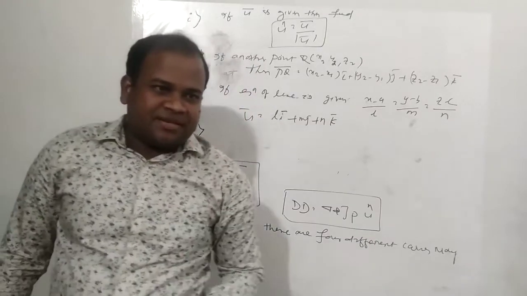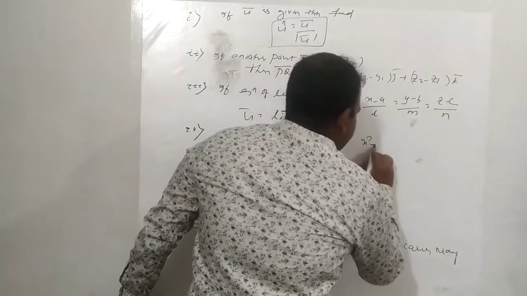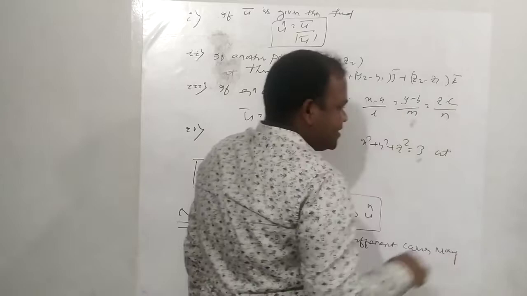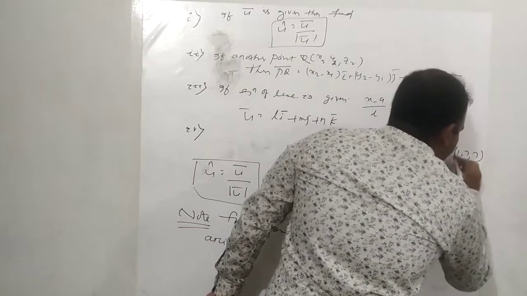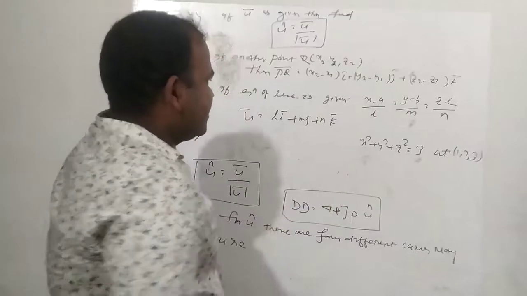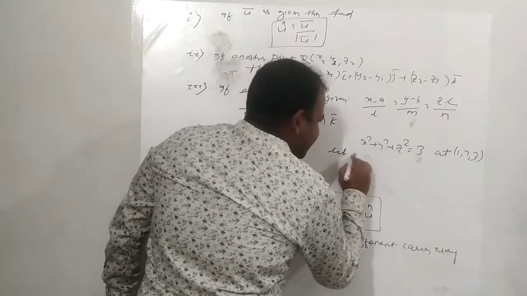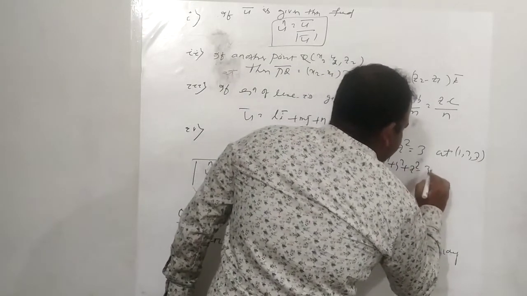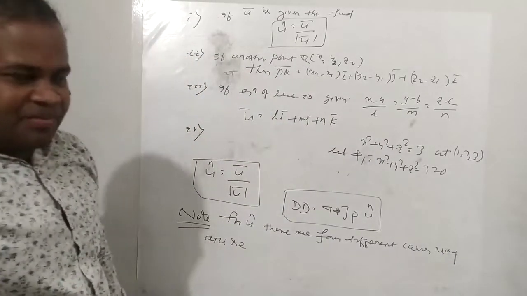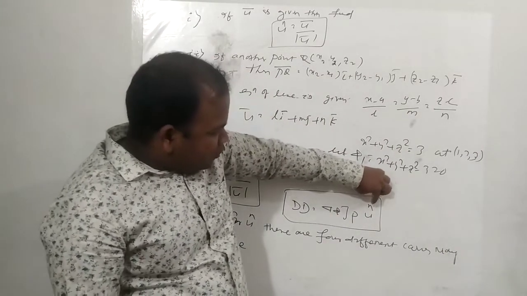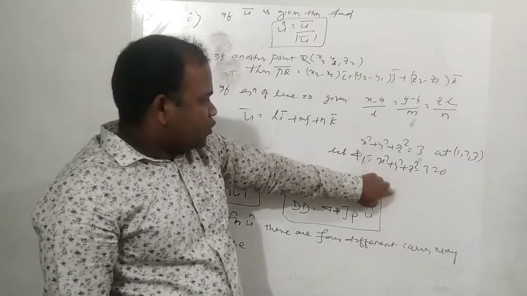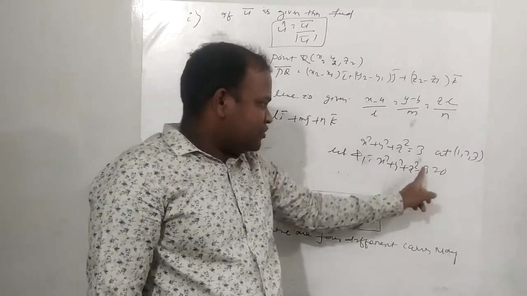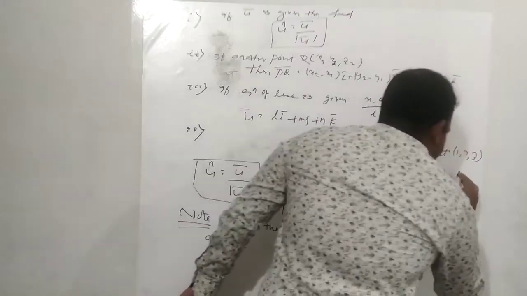Matlab, the equation of the surface is given. That is x square plus y square plus z square equal to 3, and another point is given at 1, 2, 3. So this one you will convert. Let this be phi 1. So phi 1 equals x square plus y square plus z square minus 3 equals 0, because our aim is to find the u cap. So based upon the surface, let phi 1 equal x square plus y square plus z square minus 3 equal to 0 at the point 1, 2, 3.